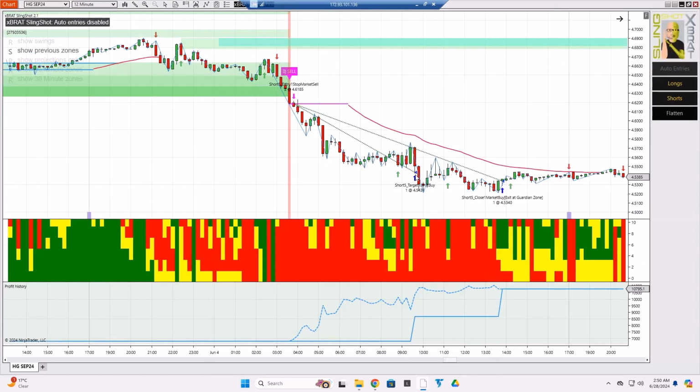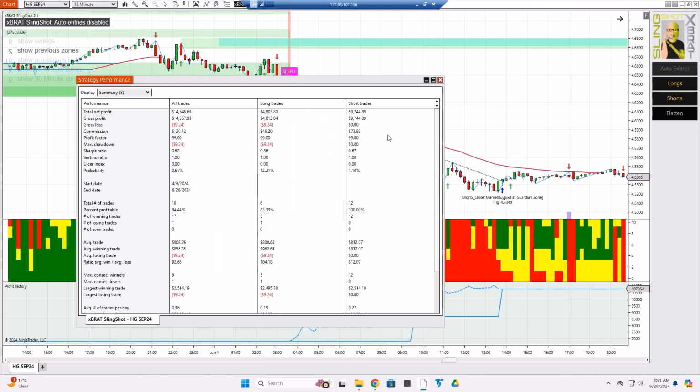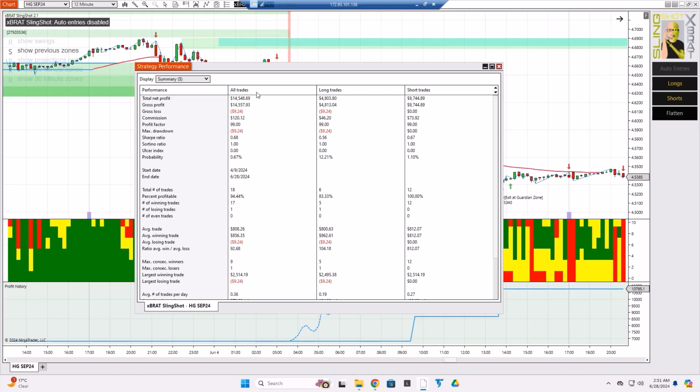So now that first contract's 150, then the next one's 200. How does it affect the performance report? Have we gone too far? 14,548, still that max drawdown is 924. So we've not increased the loss, we've increased the profit by another $100. So we're going the right way.